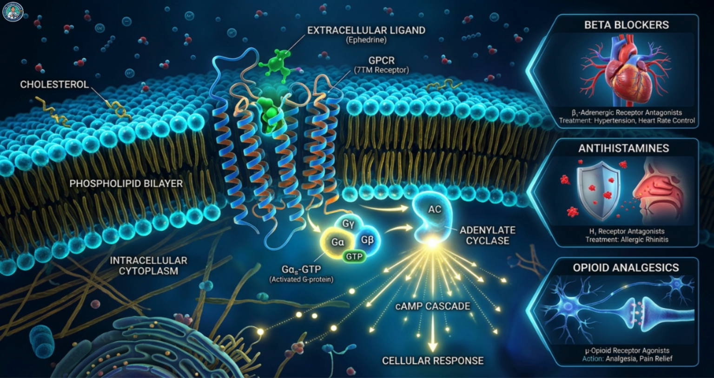Examples include beta blockers acting on beta adrenergic receptors for hypertension, antihistamines acting on histamine receptors for allergic conditions, opioid analgesics acting on opioid receptors for pain management. The widespread involvement of receptors in human physiology makes them highly attractive targets for therapeutic intervention.